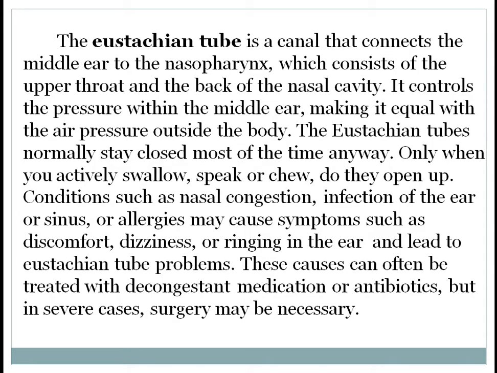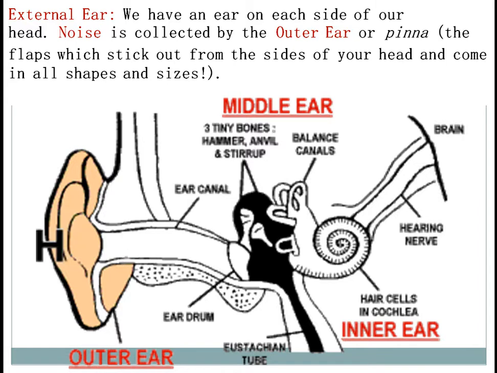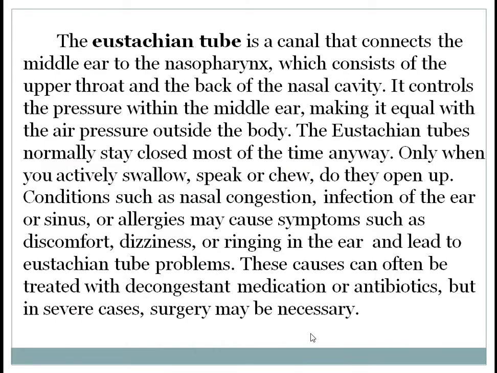In the middle ear, we have a very important structure. You can see that these 3 bones are attached with each other, and we have this very important structure. This is the eustachian tube. What is this and what is its function? It is a canal that connects the middle ear to the nasopharynx, which consists of the upper throat and the back of the nasal cavity.